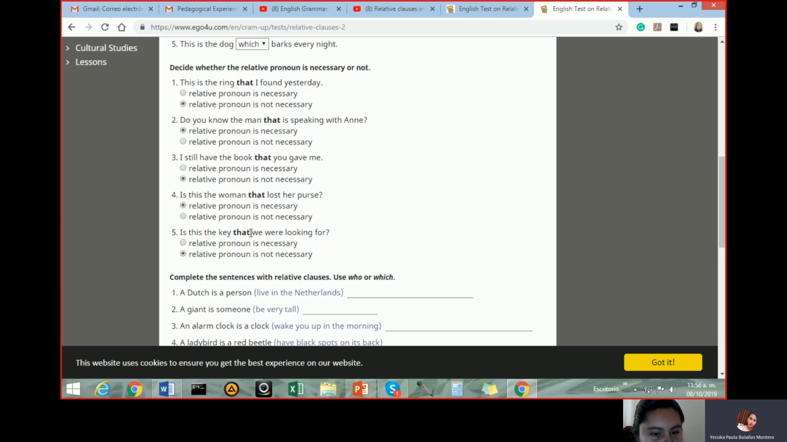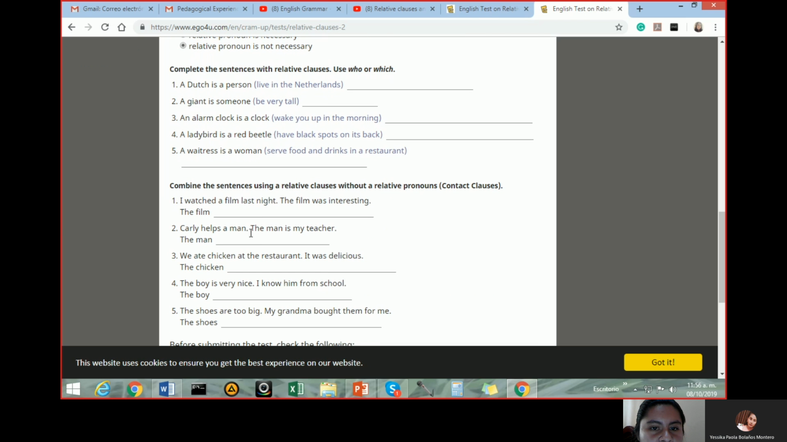Ok, teacher. Okay. Now we complete the sentences with the relative clause. Who or which? Okay, teacher. A, which is a person, who. Yes. Who. And we can create with the parentheses: who lives in the Netherlands. Netherlands. Okay. Yes, very good.